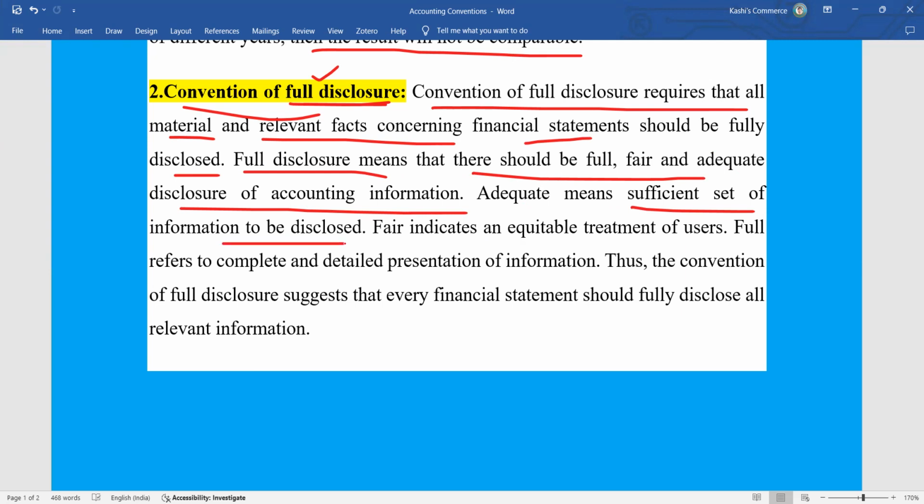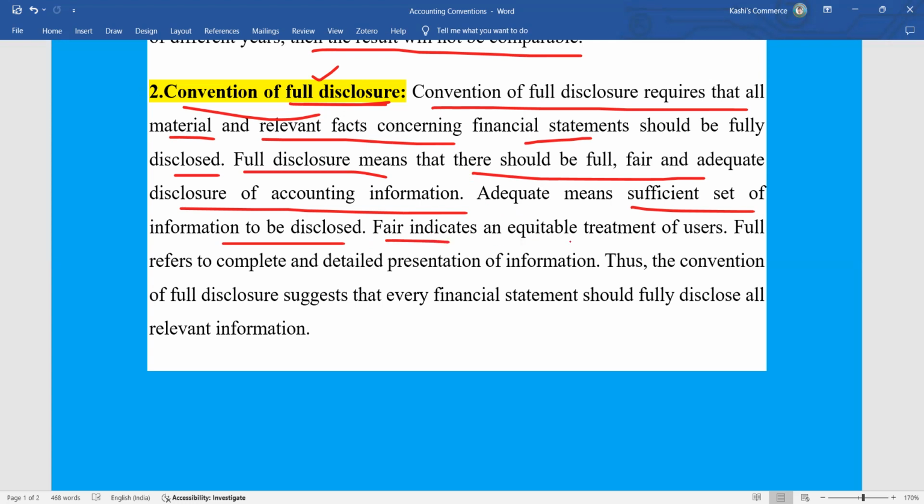Sufficient information means if a user wants to know about the net profit or net loss of a business entity, he needs to analyze the profit and loss account, so we have to disclose the profit and loss statement. If a user wants to analyze the financial position of a business entity, he needs to analyze the balance sheet, so we have to disclose the balance sheet. According to this convention, we have to provide adequate information to the users.